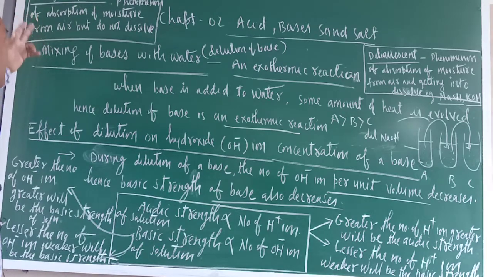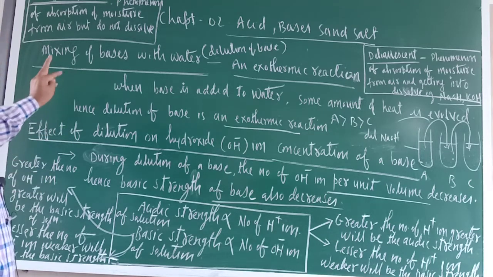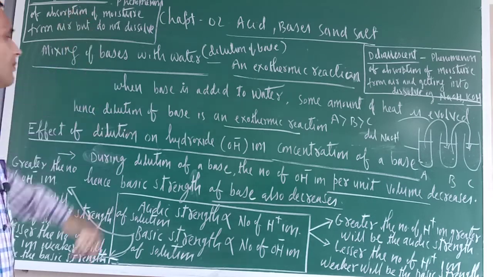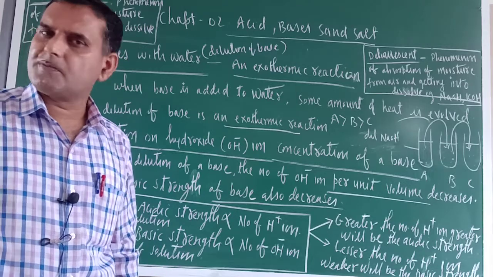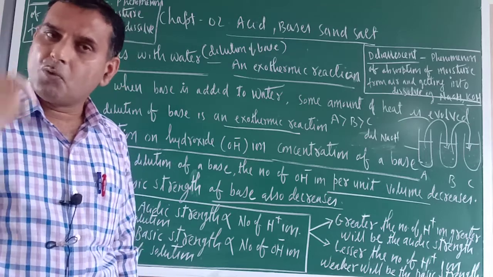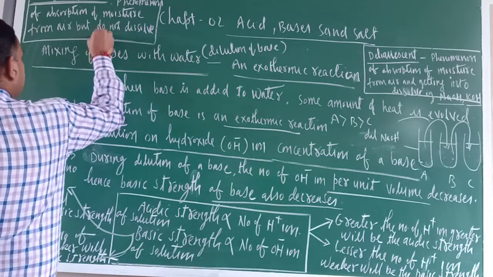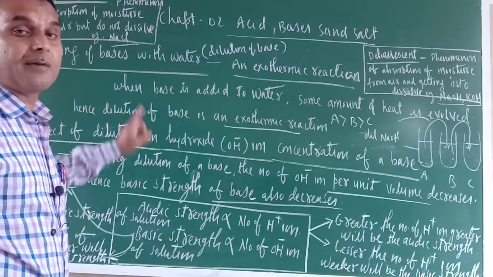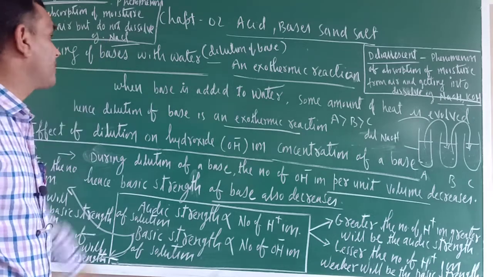Similarly, there is one more word that is called hygroscopic. What is this one? Hygroscopic: phenomenon of absorption of moisture from air but do not dissolve. In hygroscopic substances, what is happening? They will absorb the moisture from air but they will not dissolve. It means deliquescent substances absorb more moisture from air as compared to hygroscopic substances. Here what is the example? Common salt, NaCl. That will also absorb the moisture from air but it will not dissolve. That is the difference between deliquescent substance and hygroscopic substance.